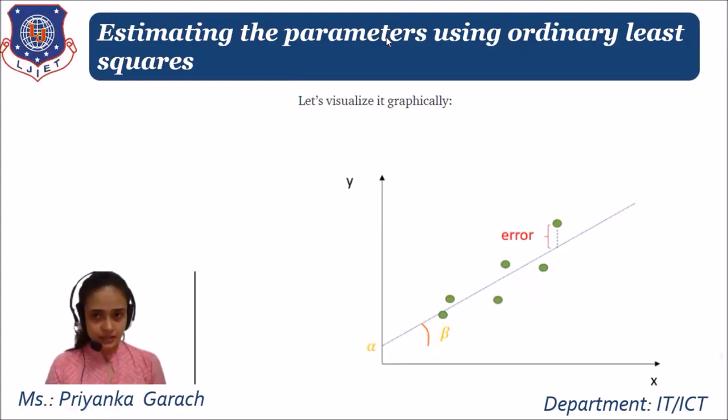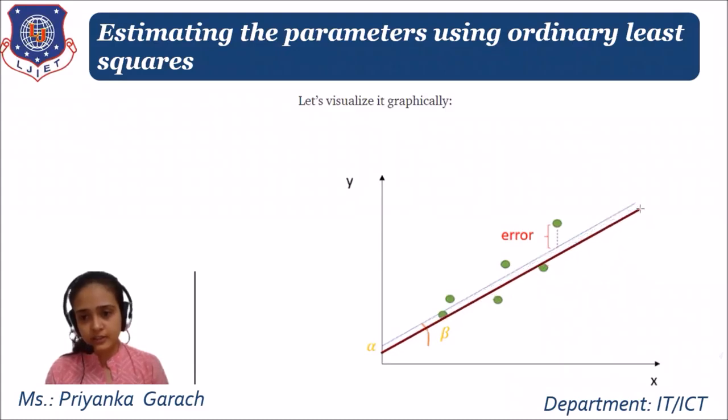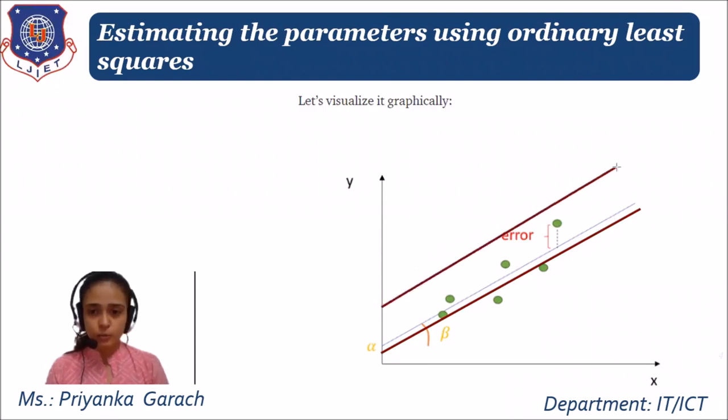Let me draw the line. Suppose I am drawing one line from here, with a different value of the intercept. This is my alpha value, suppose alpha 1. What is the intercept? Intercept means from where to start the line, from this point or this point or this point. The slope means at which angle you have to draw the line.